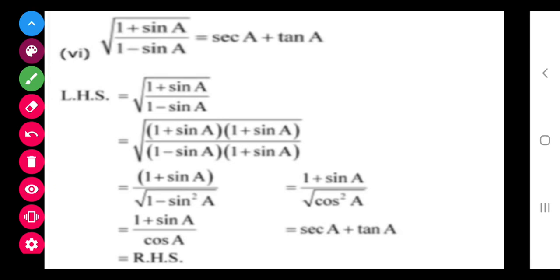Class, now I have come up with the sixth part of question number 5, that is exercise 8.4. These are the last parts that I am going to finish today.